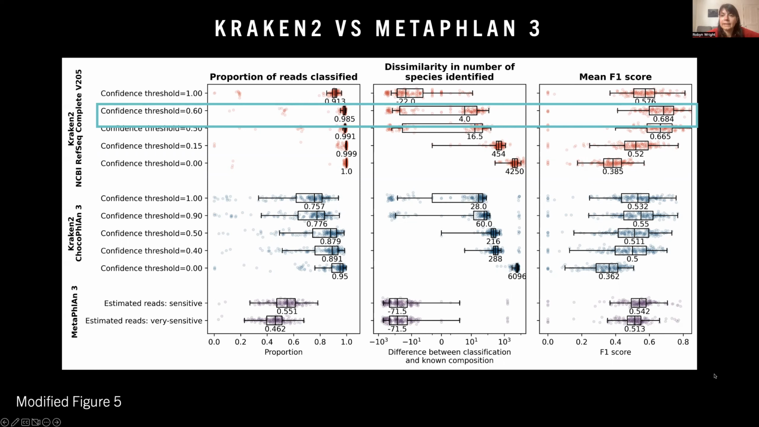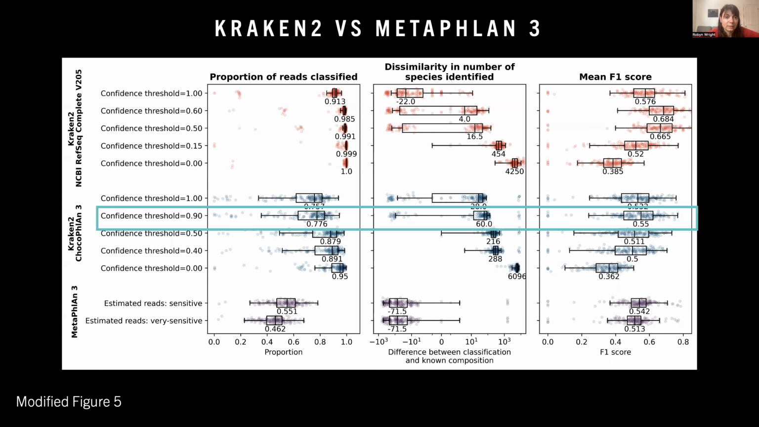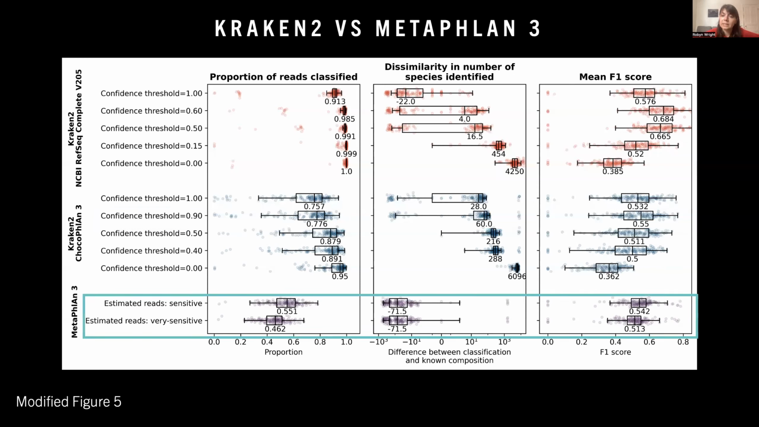For the MetaPhlAn3 database, we always identify too many species, but the optimal F1 score of 0.55 is still higher than for either MetaPhlAn option. And then for MetaPhlAn, with either Bowtie2 option, we identify too few species, but the F1 scores of 0.542 or 0.513 are higher than most of the non-optimized Kraken 2 F1 scores.